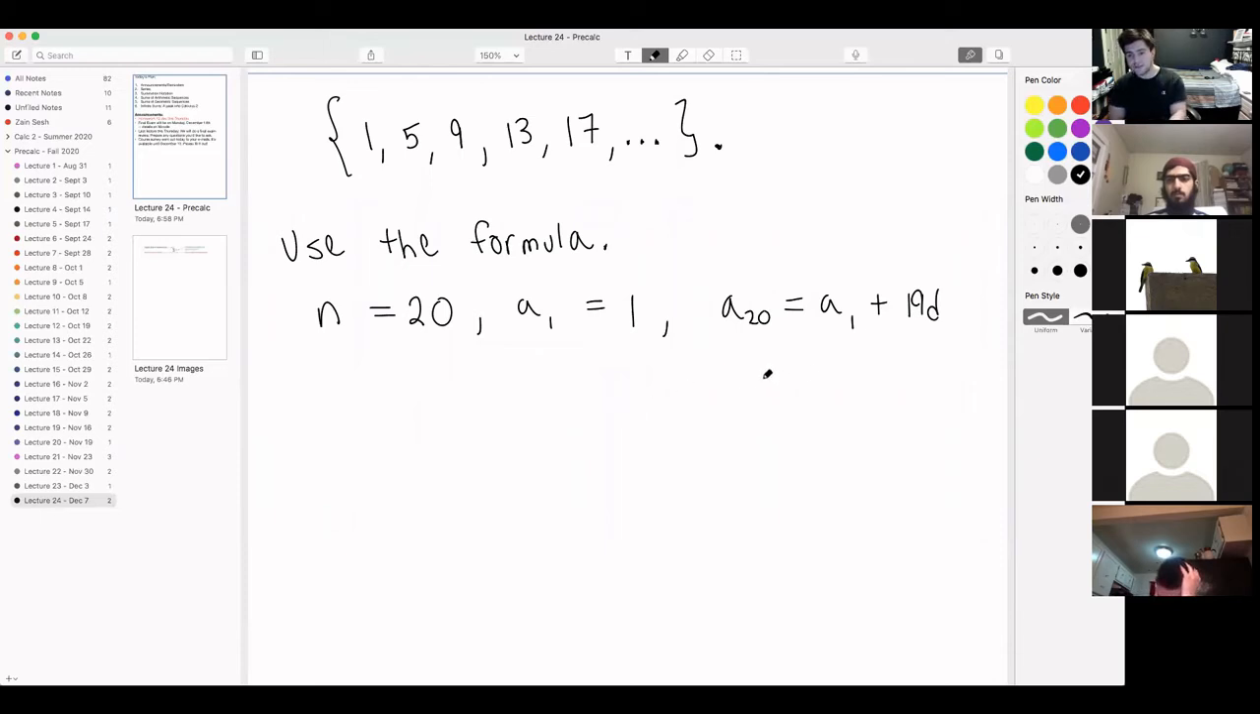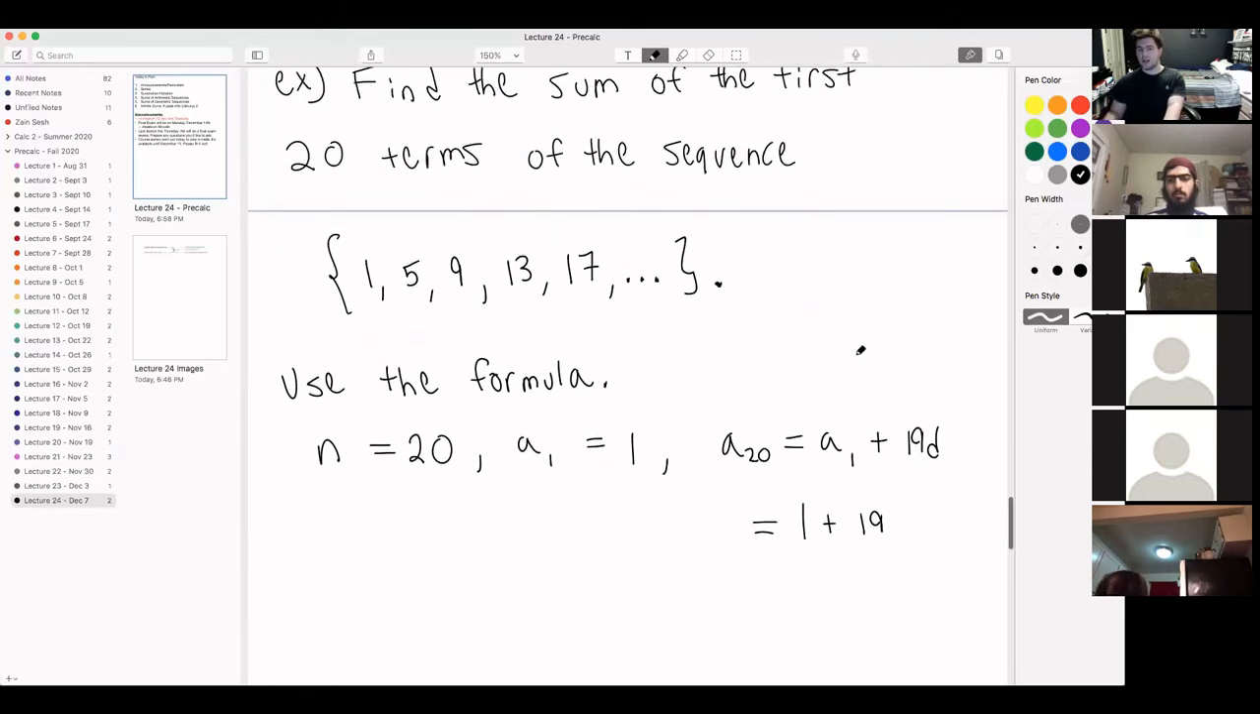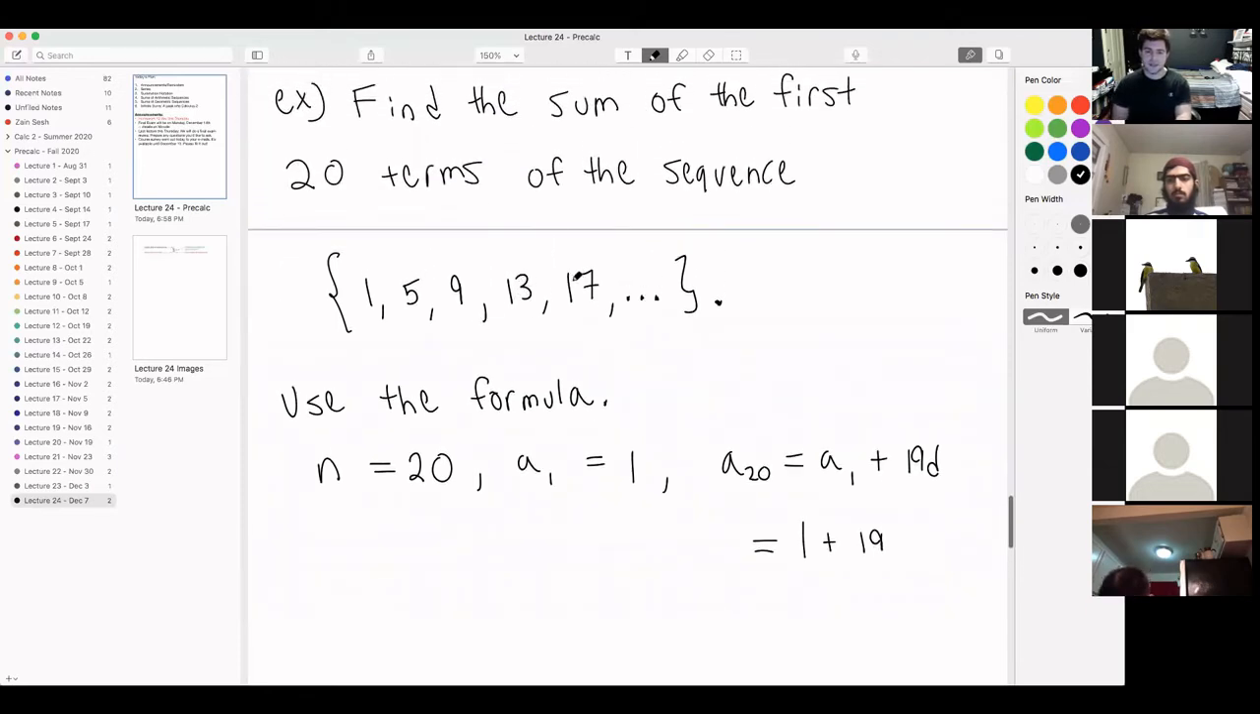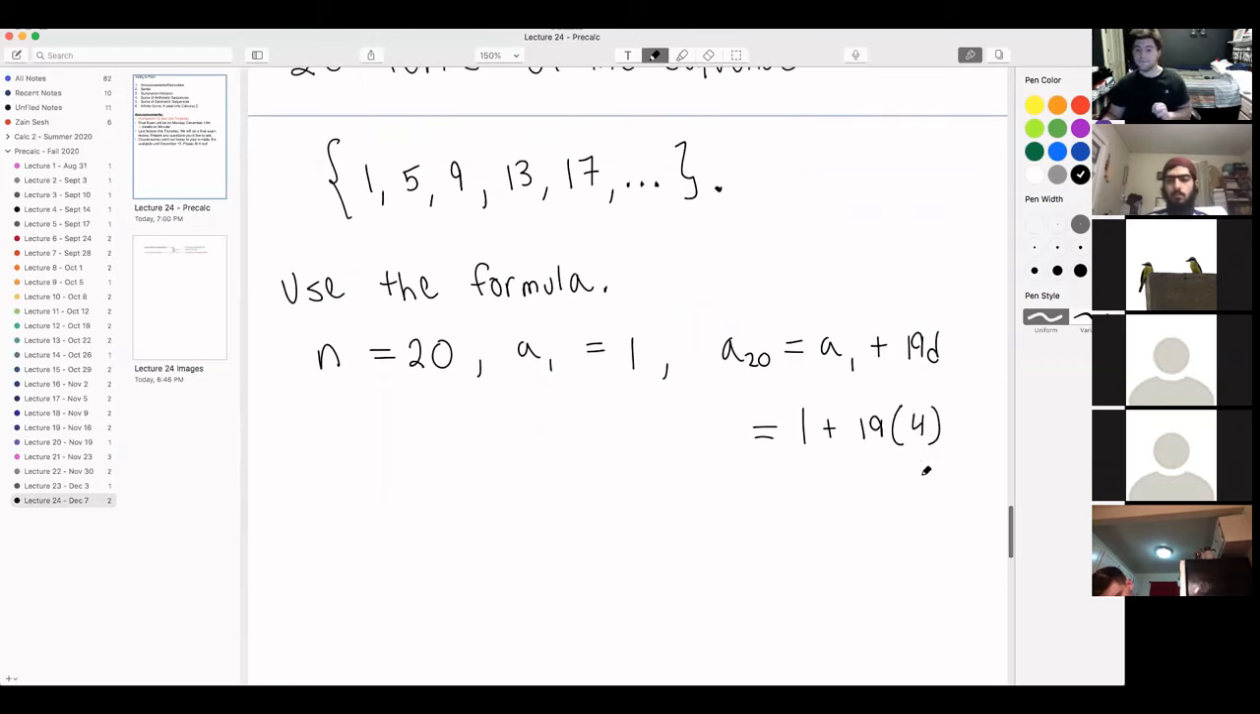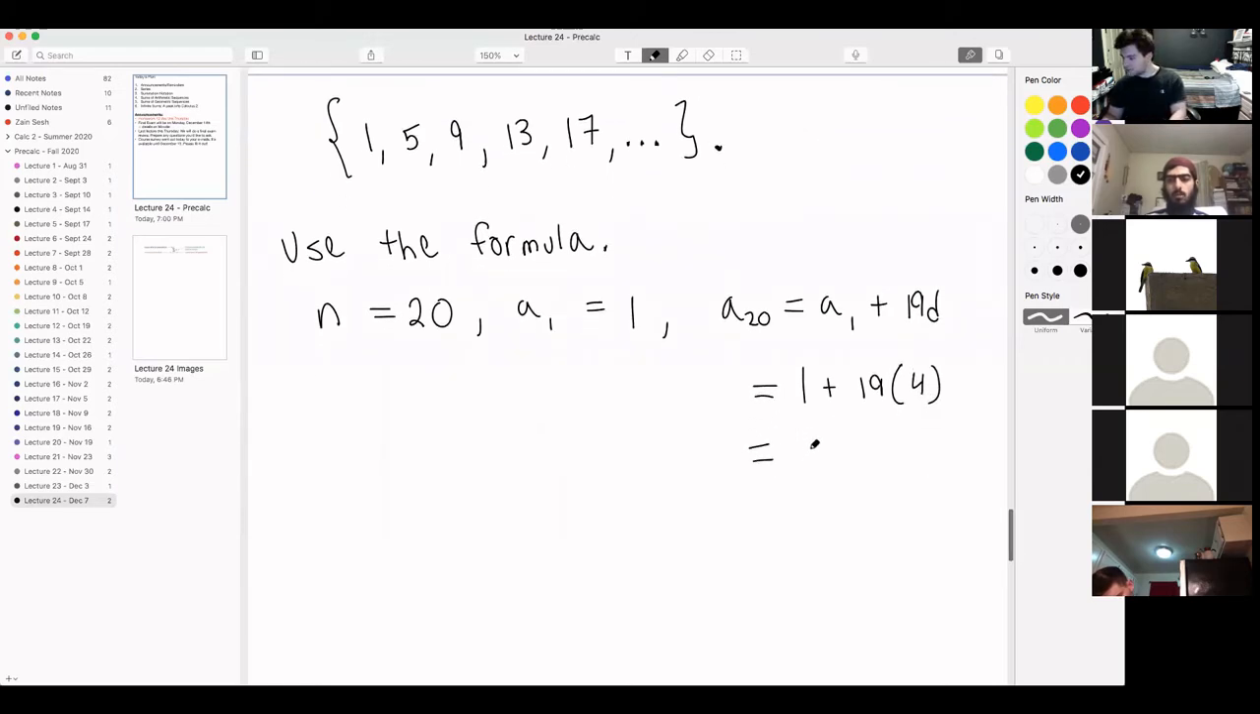Good, and we can actually fill in this information immediately. So a1 we have already, it's 1, plus 19 times d. Now, what's d here? It's the common difference. It's the difference between any two consecutive sequence terms. So 17 minus 13 is what? That's 4. 13 minus 9, also 4. 9 minus 5 is 4. 5 minus 1 is 4. So that tells us that the common difference is 4. Good. And what does this come out to? Yeah, so work this out. You get that 1 plus 19 times 4 is 77.